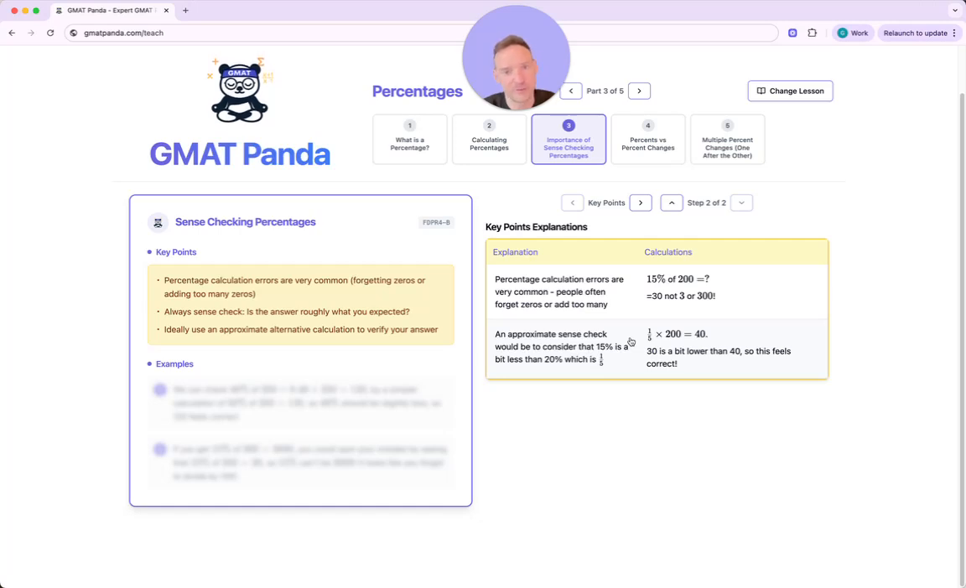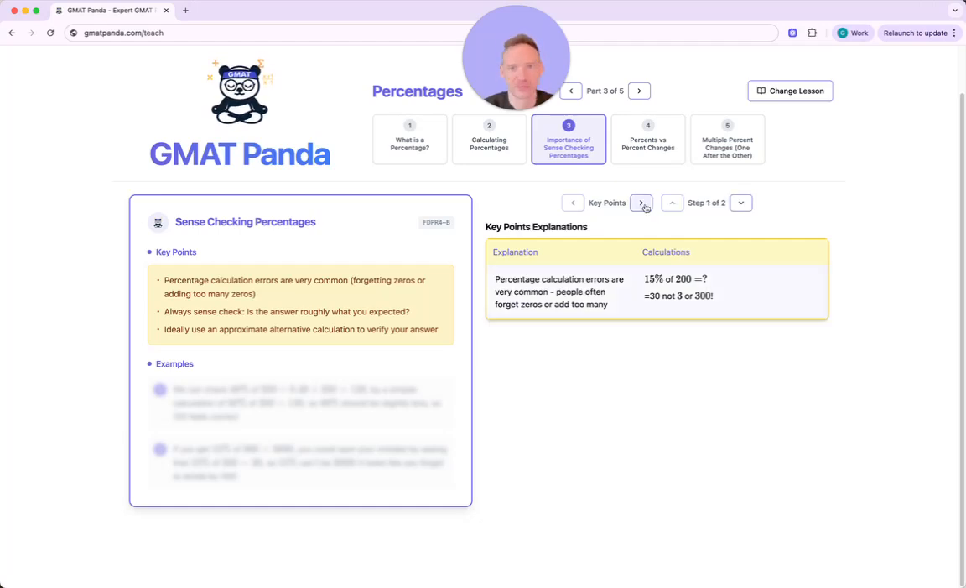So when we get 30, it's a bit lower than 40. That feels roughly right. If we get 300 in our initial calculation, 300 is much bigger than 40. There's something not quite right there. And it would be the same thing if we had found 3 in our first calculation, because 3 is much smaller than 40, and we would expect something to be a little bit smaller, but not too small.